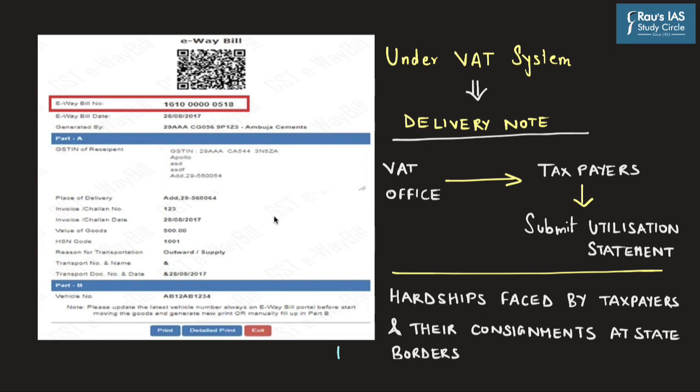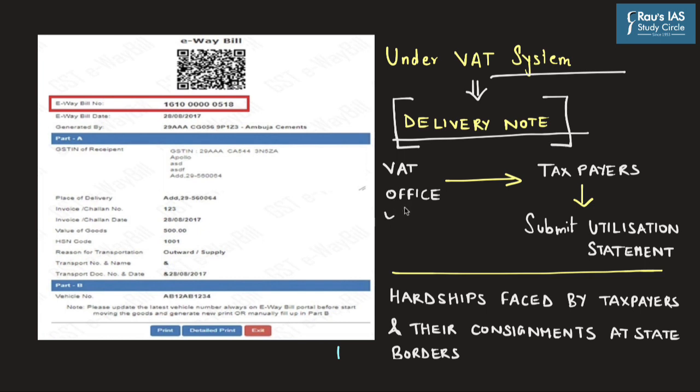Now this is a sample of an e-way bill which is generated by the government. Now to understand the importance of this generation of e-way bill, it's also important to understand that how the system worked earlier under the VAT process or under the VAT system. So earlier under the VAT system, when GST was not into effect, tax offices issued delivery notes to the consignment owner or to the person who was transferring the consignment.